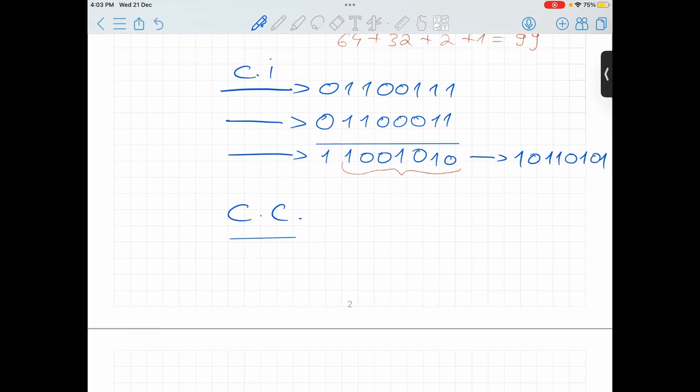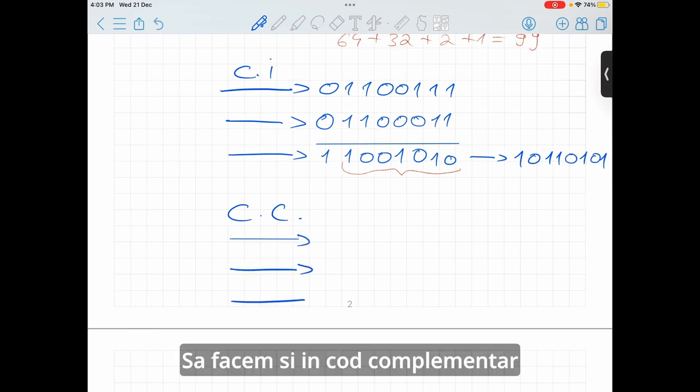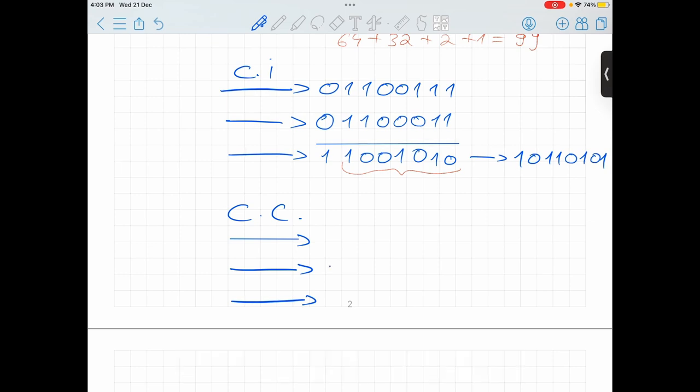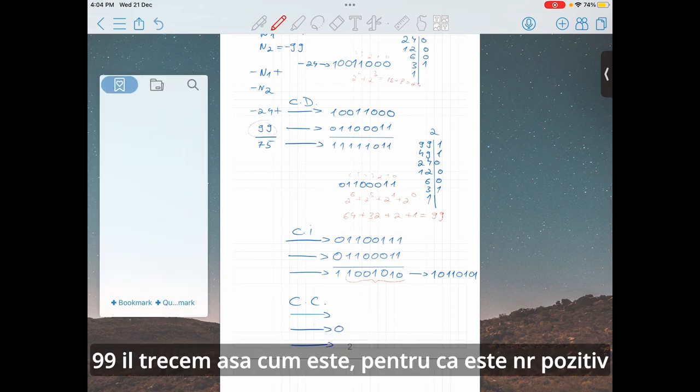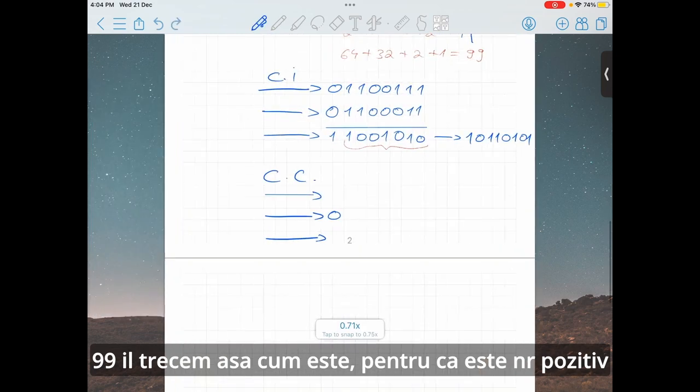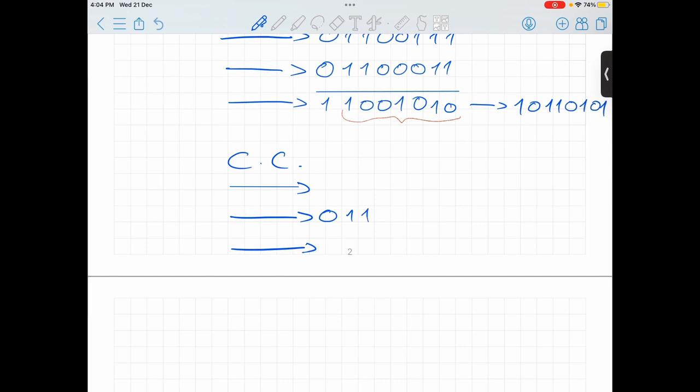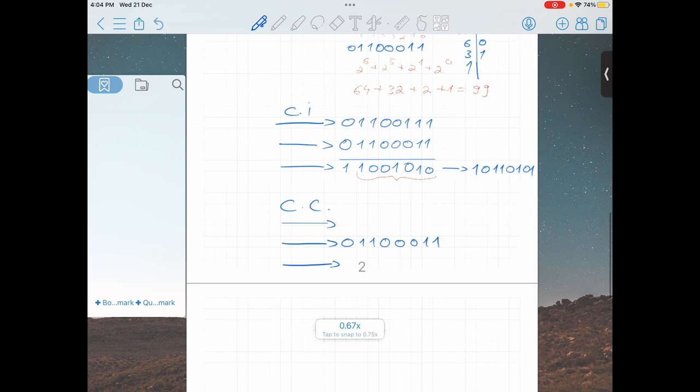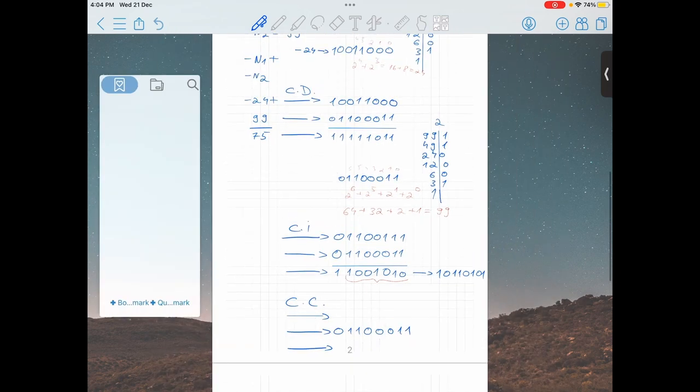Now let's also do the computation for complementary code. Okay, so the result for 99, again, will be the same because it is a positive number. So let's just copy it from up.